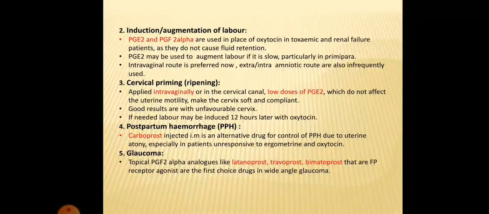The fourth use is postpartum hemorrhage, that is PPH. The carboprost injected intramuscularly is an alternative drug for control of PPH due to uterine atony, especially in patients who are unresponsive to ergometrine and oxytocin. The next use is glaucoma. Topical PGF2 alpha analogs like latanoprost, travoprost, bimatoprost that are the FP receptor agonists are the first choice drugs in wide-angle glaucoma.